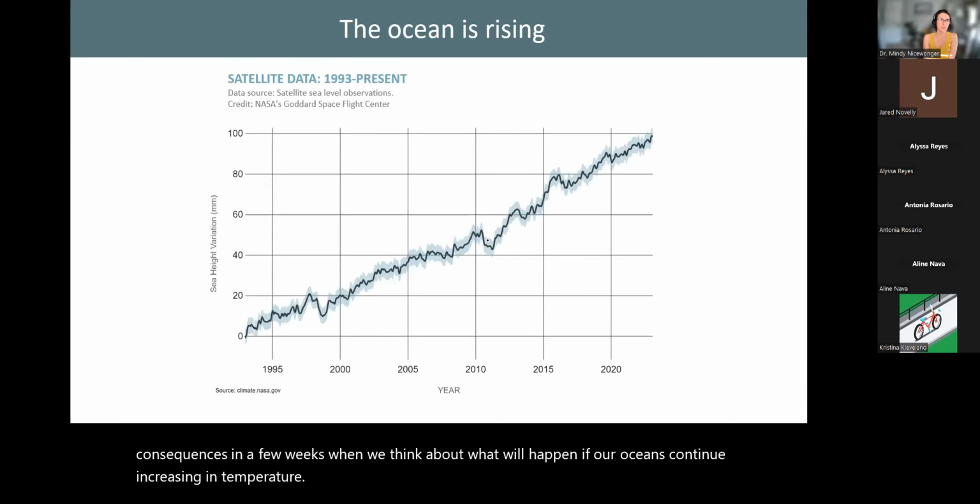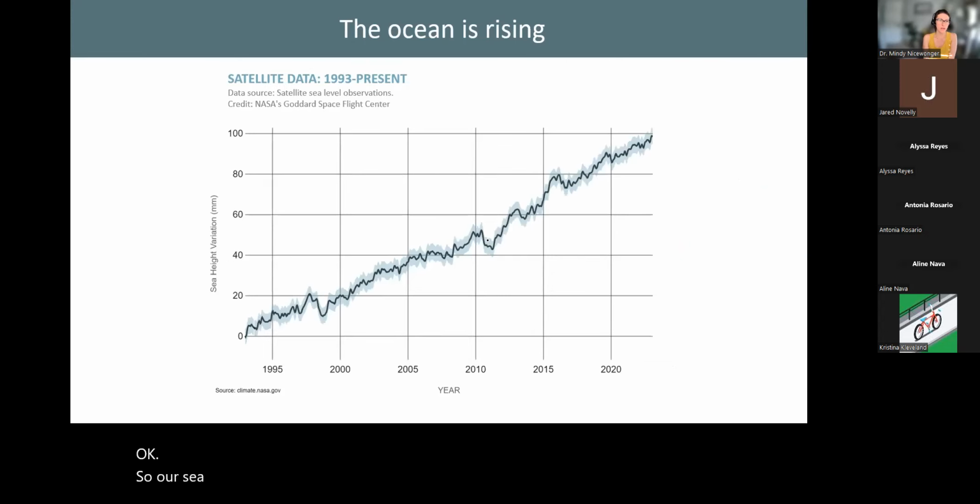Our sea level is rising as well, partly due to the fact that the oceans are getting warmer and they're expanding in volume. And we also have a lot of land ice, our glaciers melting, adding water to the oceans.